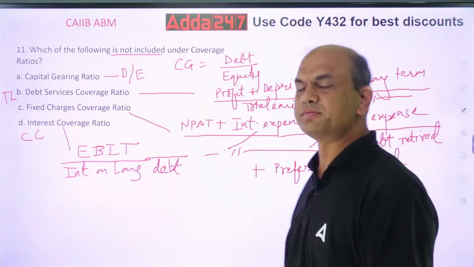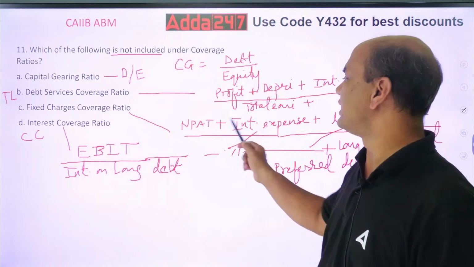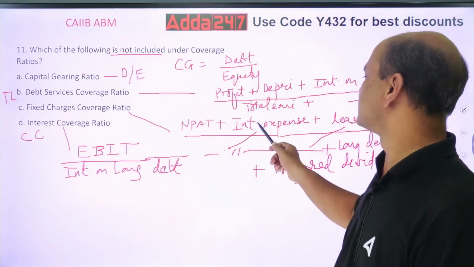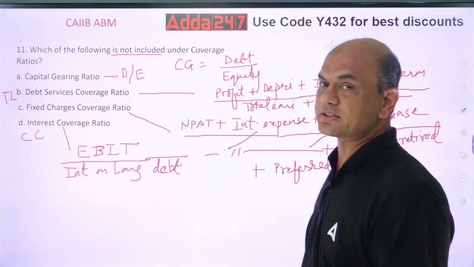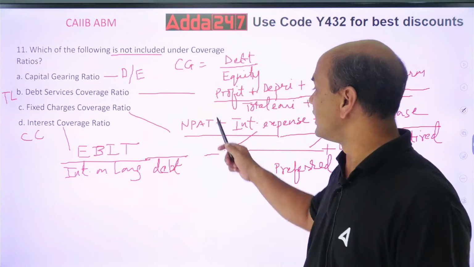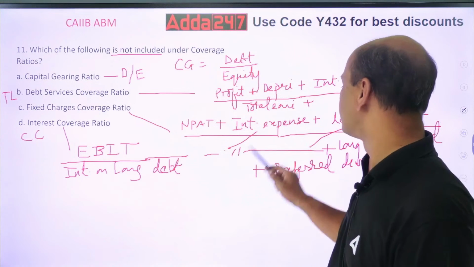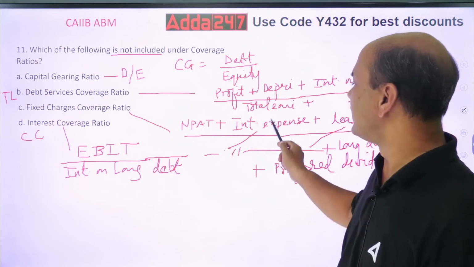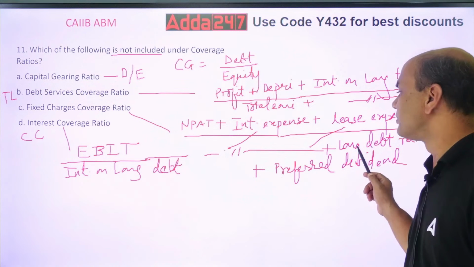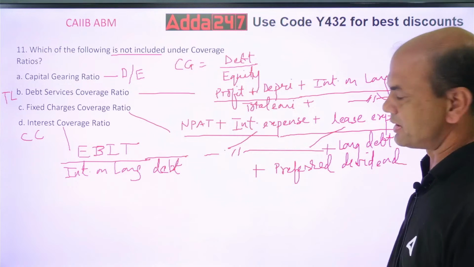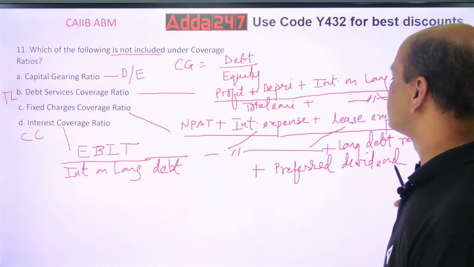So that is DSCR. What is fixed charges coverage? Fixed charges means NPAT, net profit after tax, plus interest expenses plus lease expenses. Look at this, whether the customer will be able to repay the charges. So NPAT plus interest expense plus lease expense, the whole upon interest expense plus lease expense plus long-term debt retired. Retired means which have been repaid. Plus preferred dividend. So these are all added under fixed charges coverage ratio.